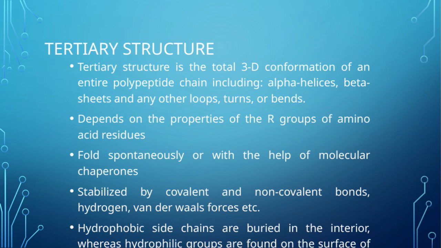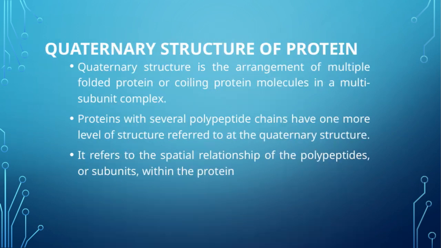It's a complex but beautifully coordinated process that relies on both the chemical properties of amino acids and the cellular environment. Now, let's talk about the quaternary structure of proteins. This is all about how multiple folded or coiled protein molecules come together to form a multi-subunit complex.